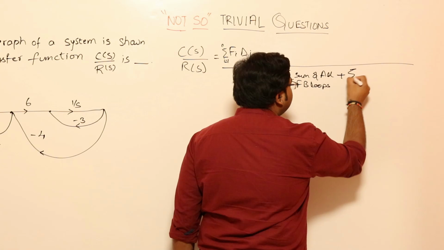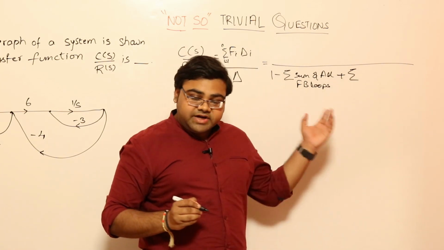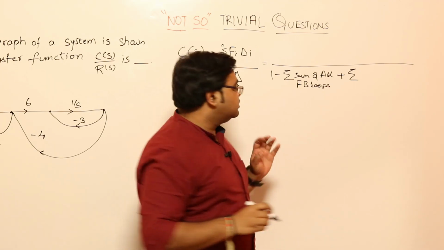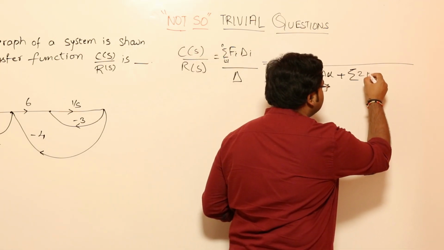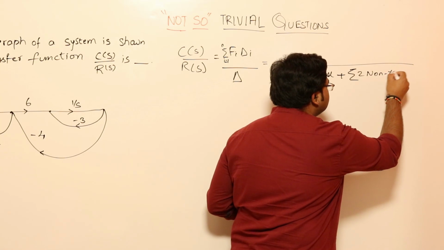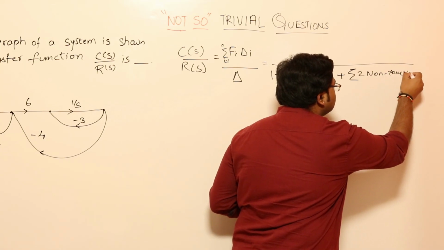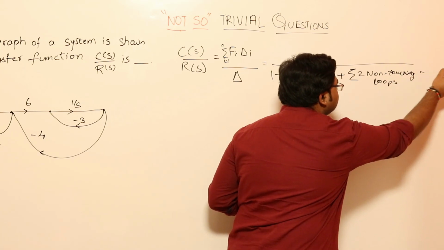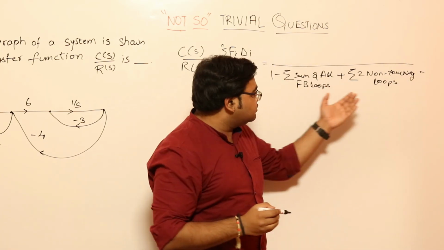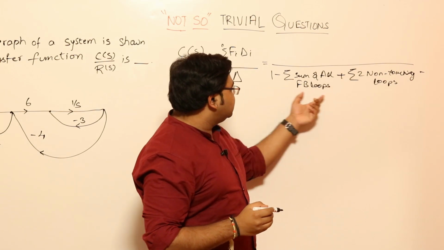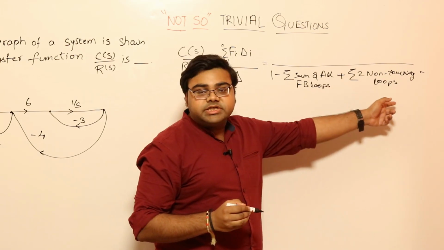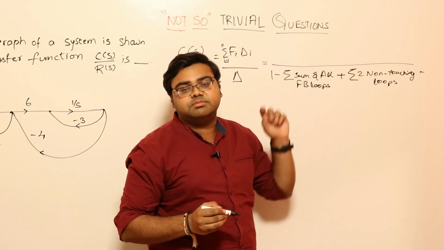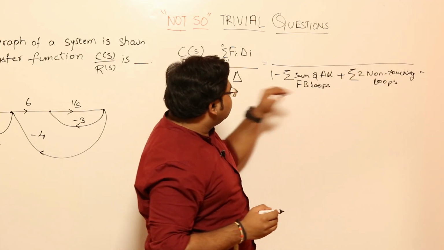plus sum of feedback loops that are non-touching, like two non-touching feedback loops, minus, and so on. If you want to continue like this, it will be 1 minus single loops, plus two non-touching loops, minus three non-touching loops, alternating plus, minus, plus, minus, you have to keep doing. So this is the denominator.